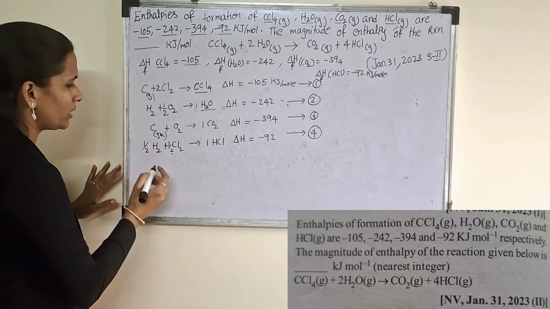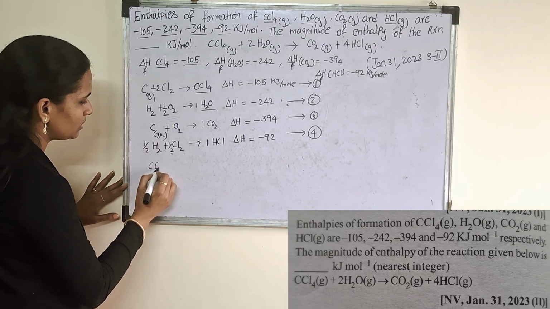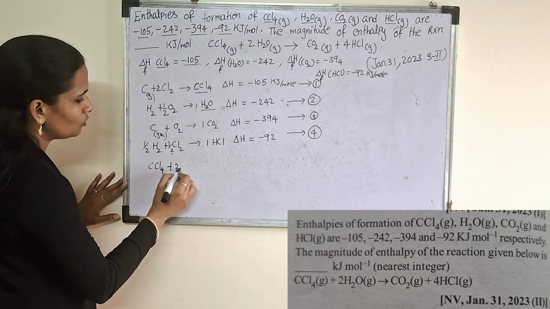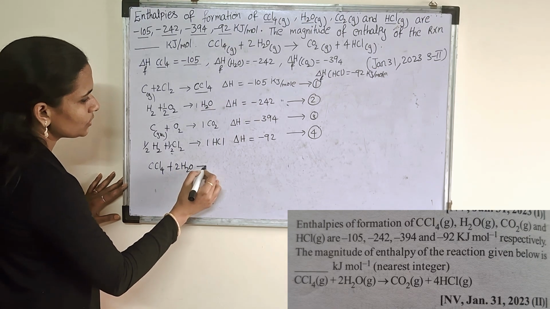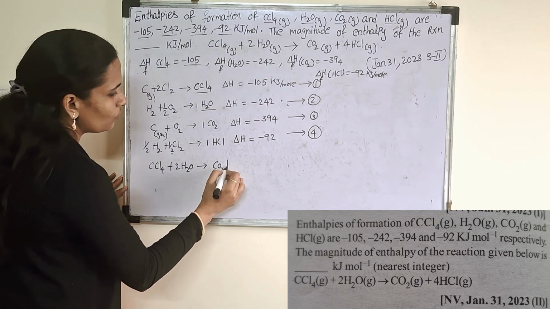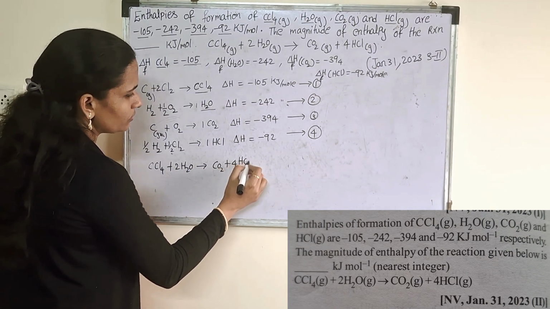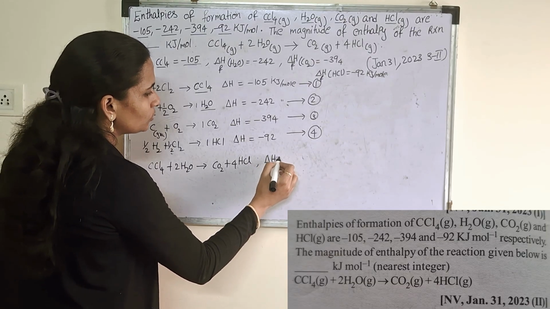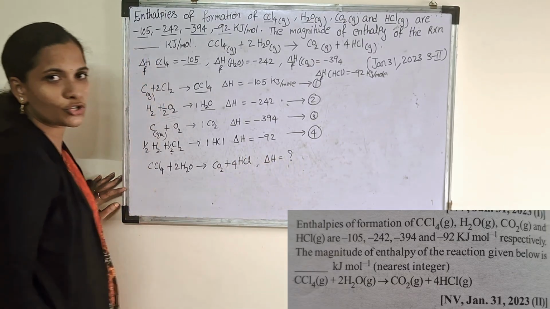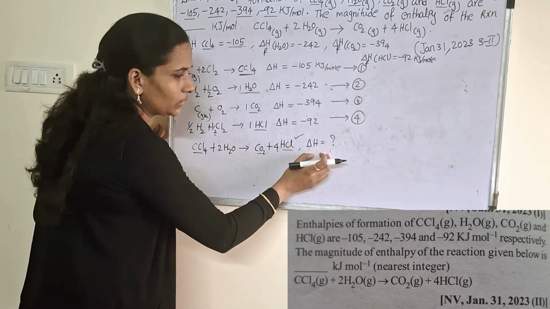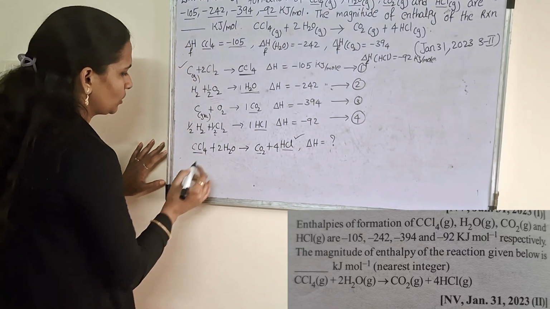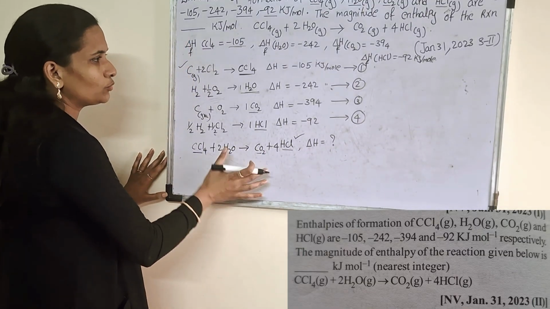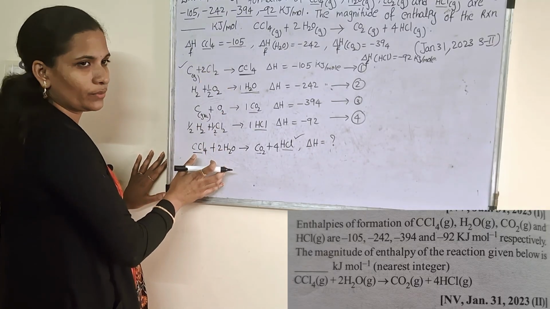So for this reaction they are asking, what is the reaction? CCl4 plus 2 moles of water gives rise to CO2 plus 4 moles of HCl. Then for this reaction, delta H equals how much? This is the question. For this reaction we have to calculate the delta H value. So now we have to derive this equation from these four equations.